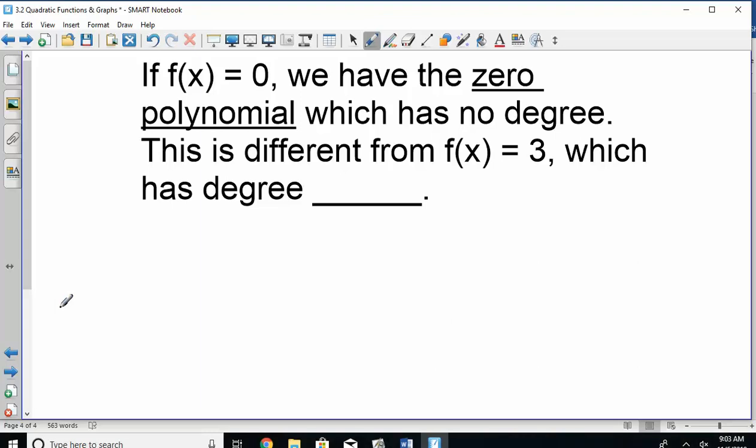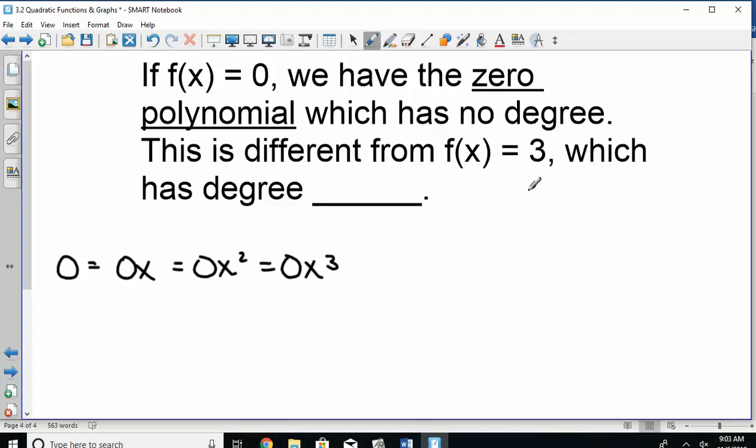If our function is just f of x equals 0, that's not very interesting, but we call that the 0 polynomial, and we say it has no degree. The reason being, 0 is the same as 0 times x, or 0 times x squared, or 0 times x cubed. So if it's just 0, there is no way you can tell me what the power of x should be, because I could put any power of x with it.